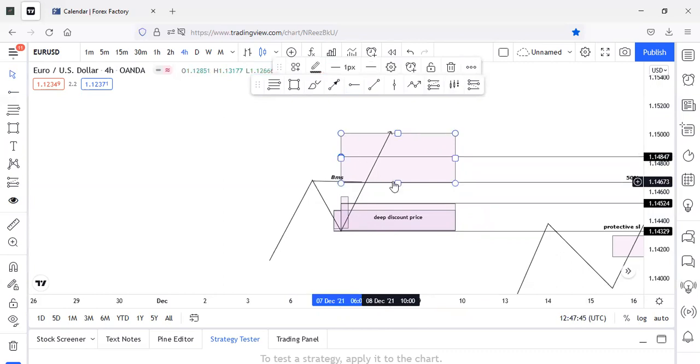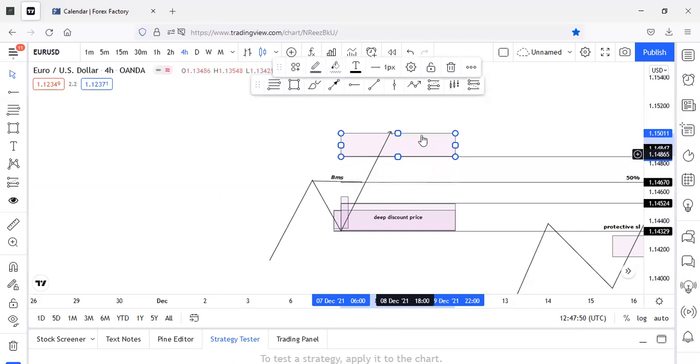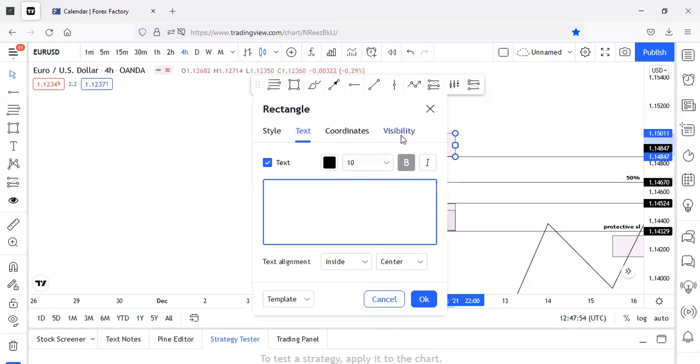So I'm going to split this into two. If I want to sell counter trend, this place will be my deep premium price. This will be my deep premium price.